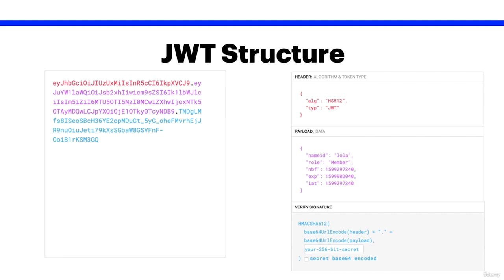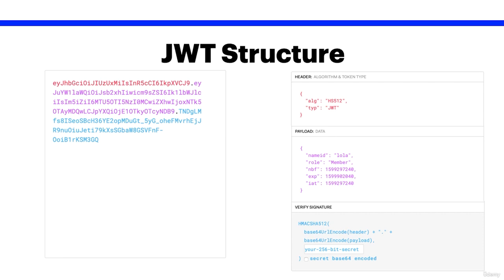Now the second part in this token is the payload, and this is where we can contain information about our claims and our credentials. So we can have things like the name identifier, what the username is, what roles the user's in, and any other claims that the user has about themselves. When we say claims, we really mean that a user is claiming to be something. So in this case, Lola, or this user, is claiming to be Lola. And we also have 3 timestamps inside there as well.